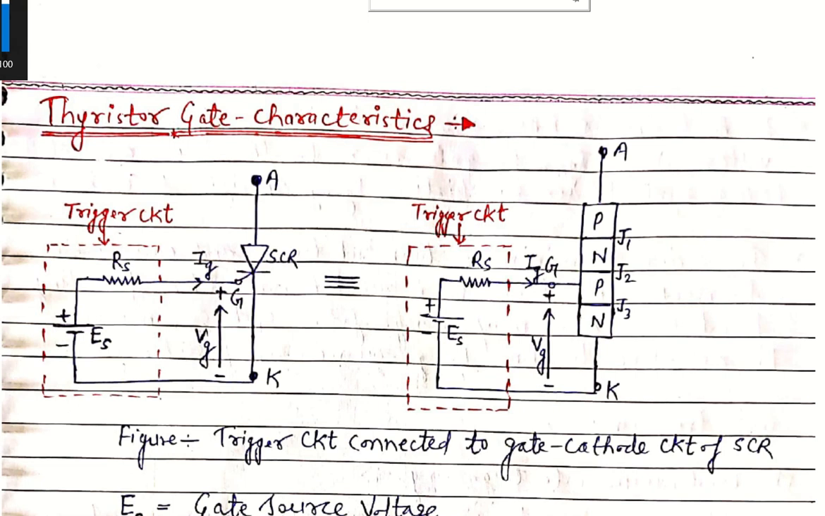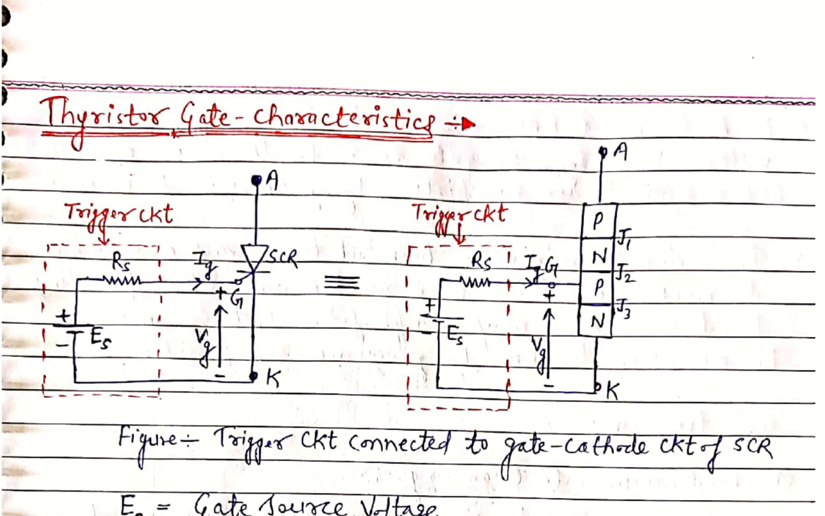So good morning students. In today's lecture we will see two triggering techniques for the gate junction of this thyristor. As in my previous lecture, I will discuss the gate characteristic between VG and IG. This is the gate voltage and this is the gate current.